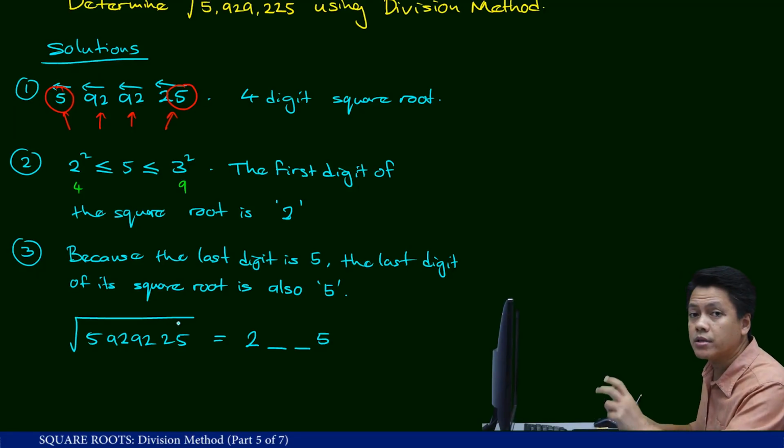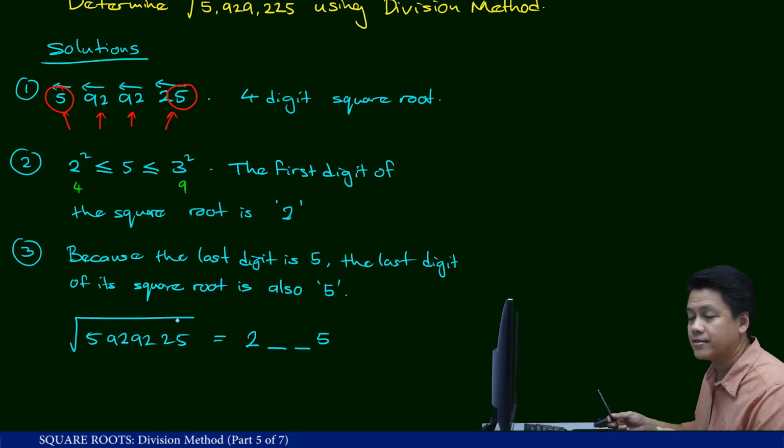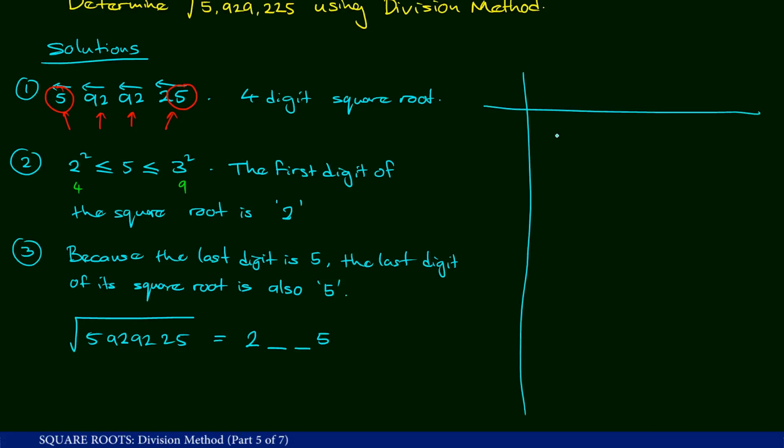So it is only the middle 2 digits that we need to find out, because the first and the last digit are known already. So let's do our division method. So the pairs are 5, 92, 92, and 25. The first digit is of course 2. So 2 times 2 is 4. Remainder is 1. Bring down 92. That becomes 192. So 2 here. Add them up, become 4. And we leave empty the next digit. And we need to guess what the next digit will be.